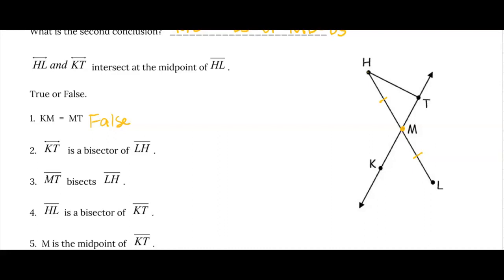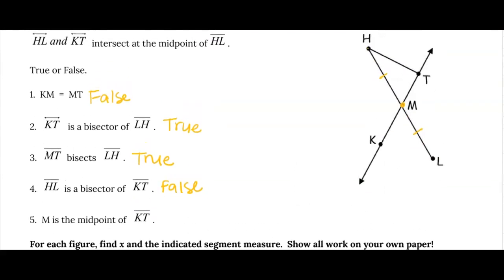KT is a bisector of LH. That we do know, because M is the midpoint and KT goes through HL at the midpoint. That makes it a bisector. Segment MT bisects LH. That is also true, because it intersects HL at the midpoint, which makes it a bisector by definition. HL is a bisector of KT. We do not know that. They did not tell us that, so that is false. And M is the midpoint of KT. Also false, because we don't know that KT is being bisected.